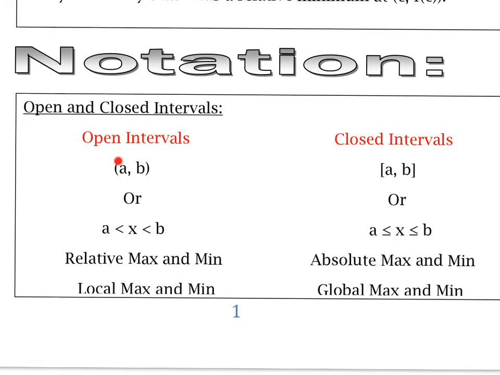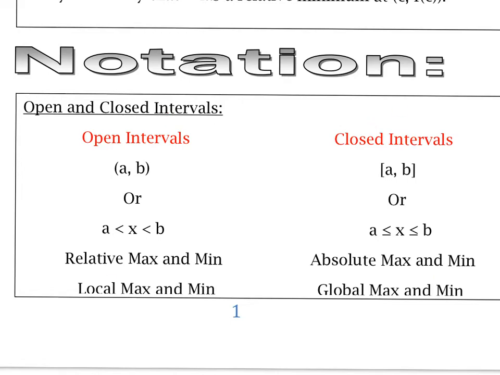If you have an open interval, which means that A is not included in your interval and B is not included in your interval, then you're looking at a relative max and min. If you have a closed interval, meaning A is included in your interval and B is included in your interval, whatever A and B are, then it's an absolute max and min. So this general rule is really, really helpful for determining whether we're talking about a relative or an absolute.